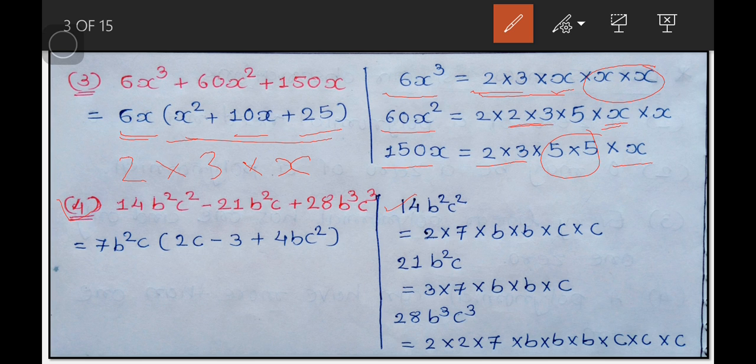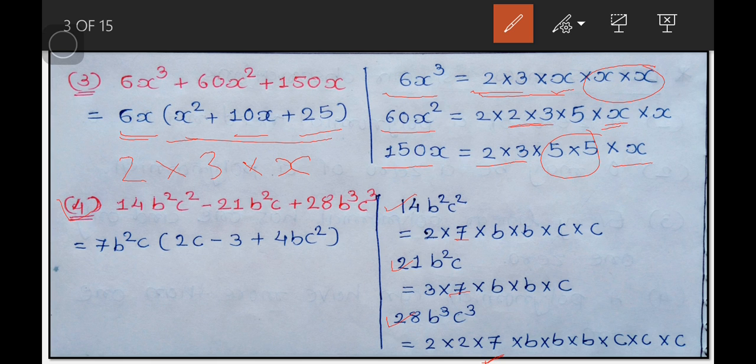And we factor 21b²c as 3 into 7 into b into b into c, and 28b³c³ as 2 into 2 into 7 into b into b into c into c. So we find the common factor from each term. You can see that 7 is common in each term.